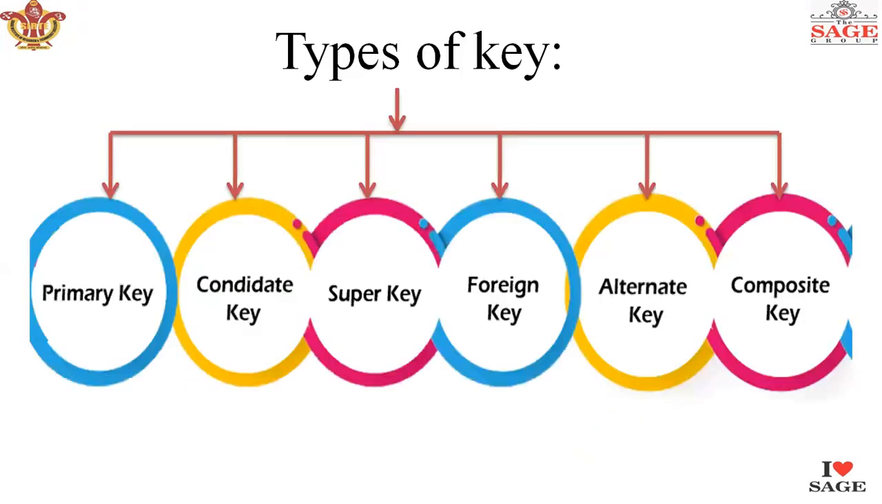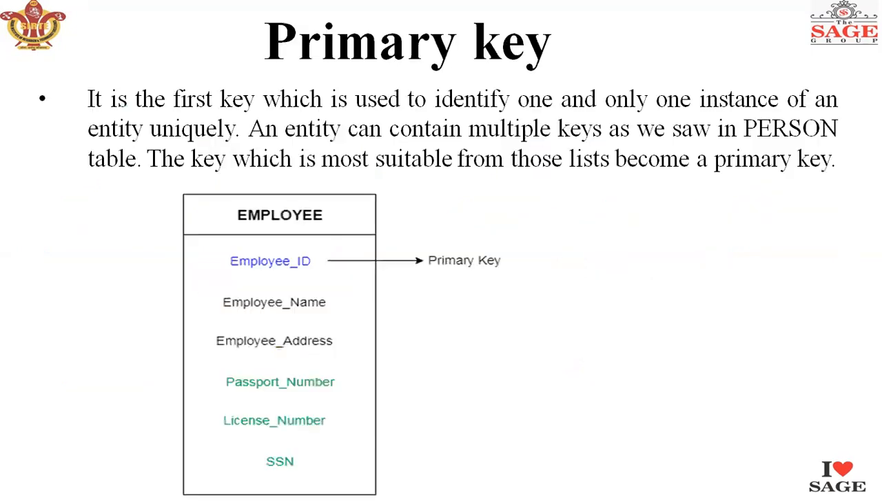In the continuation of that, we will discuss the types of keys. There are many types of keys available, but here we discuss only the few which are important in your subject. First is the primary key, second is the candidate key, third is the super key, next is the foreign key, alternate key, and composite key. So let's discuss the primary key first.